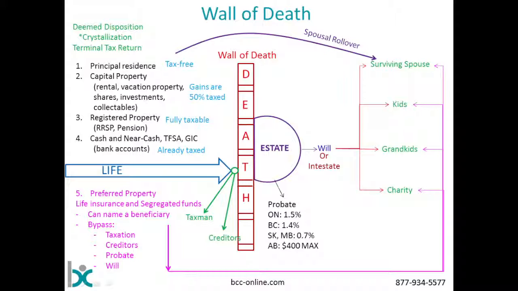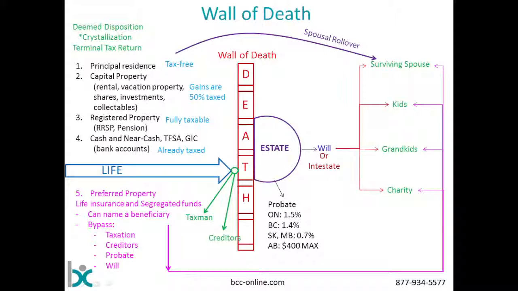The wall of death, to review, shows us what happens with the property we own during lifetime on death and how we can use life insurance at that time to help manage this process. That is, you might have some capital gains to pay on that capital property. Great. Who has to pay the capital gains? Well, properly, my estate does. How about this? I take out a life insurance policy. I name my estate as beneficiary.